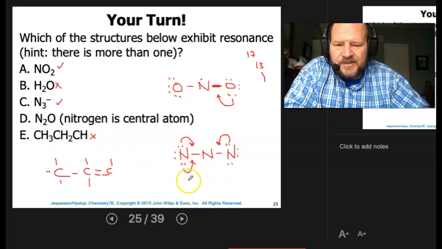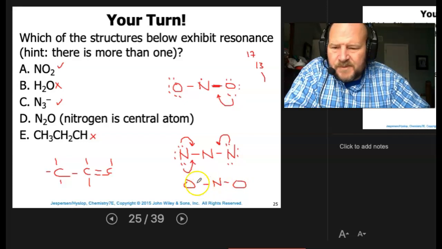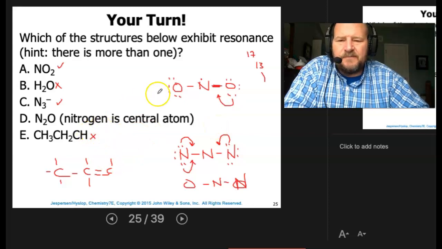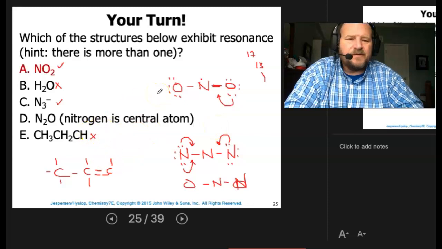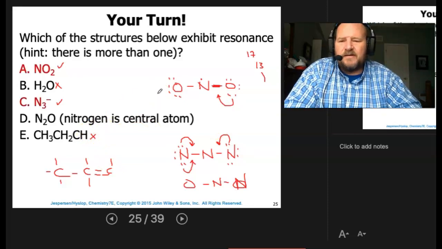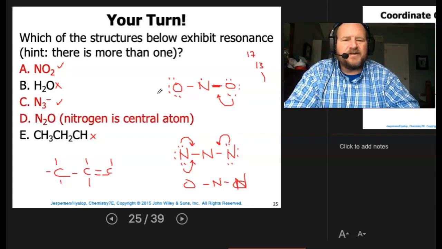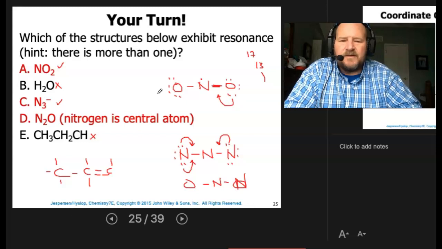N2O, where nitrogen is the central atom. Whoops, N2O. So this would be another nitrogen there. I think that one does as well. So we have 3 of them. And so there's A, C, and D, all potentially have resonance structures.